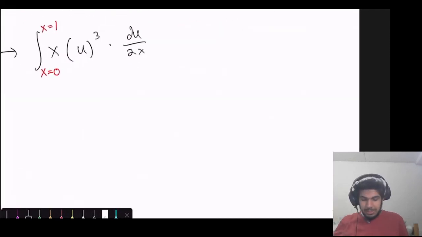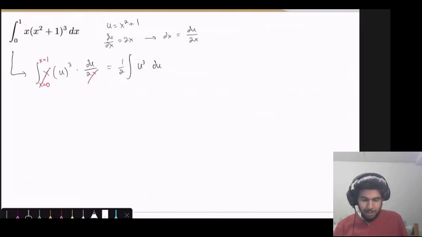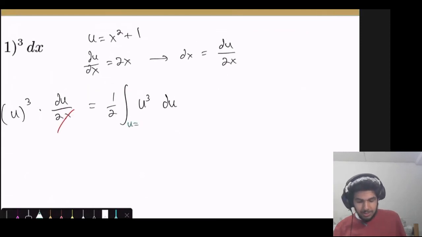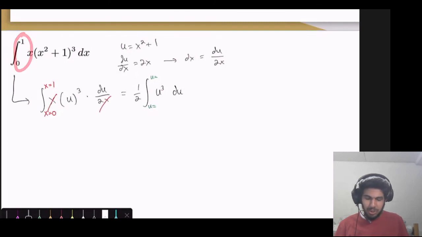So what we see here is we have this x and that x. Those are going to cancel. I'm going to bring this 1/2 term out front. So this will be equal to 1/2 integral u cubed du. But now I want to specify my variables. And here I actually always write u equals something and u equals something. What are those somethings? Well, that comes from plugging in these limits, 0 and 1, into here.